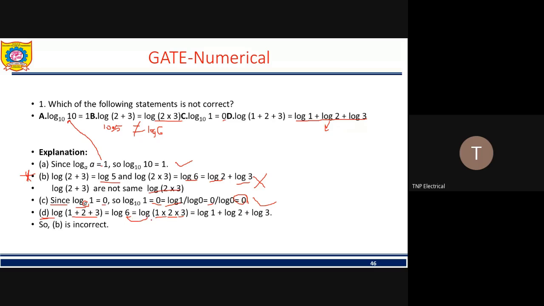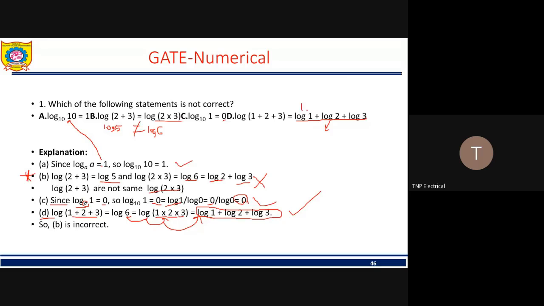We can write 6 in the form of 1 into 2 into 3. Now if you see, this is a product form and you can simply transform it into summation form. So log 1 plus log 2 plus log 3, that also can represent log 1 plus log 2 plus log 3. So again, this is also correct.